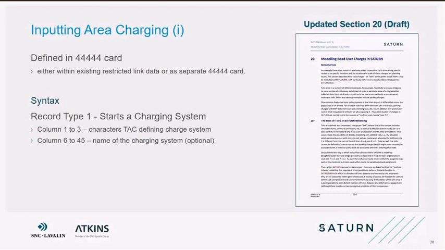So it's again done in the 444 card as earlier, but the syntax is slightly different. You have to define four sets of records. The area charging section will have four different record types. So the first record is where you define a charge system, and you can give a name to it, so that we as a user can understand what the charge system refers to.